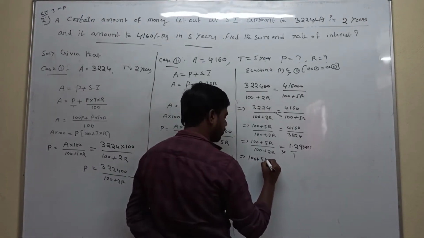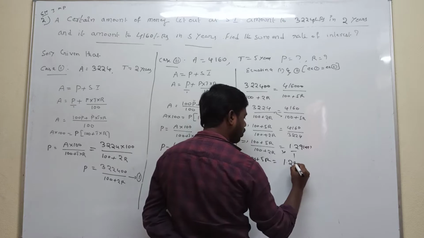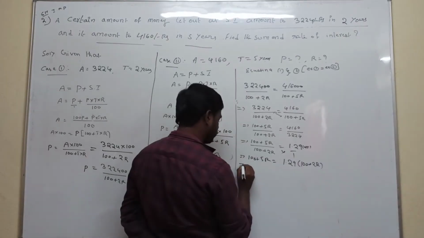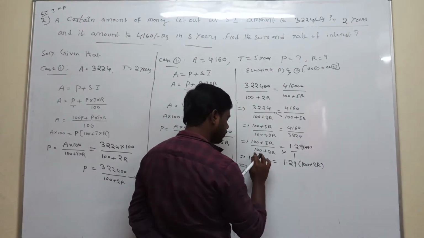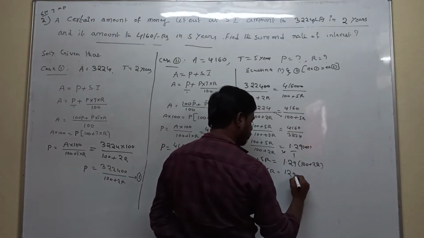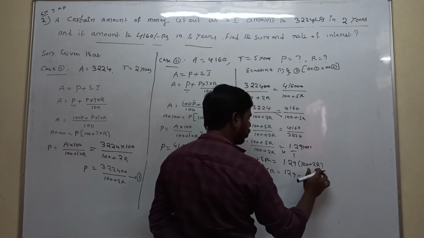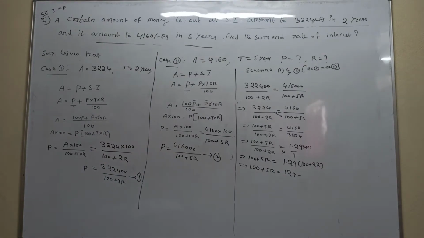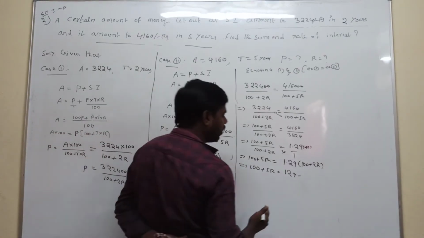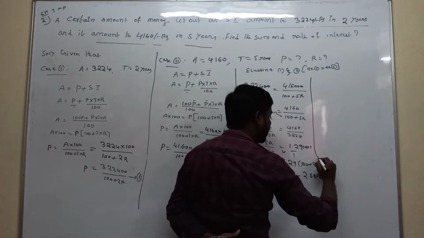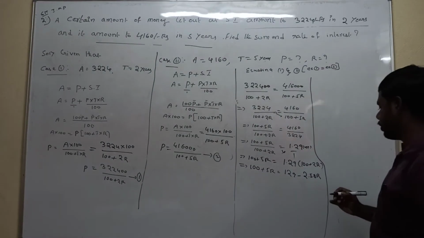100 plus 5r is equal to 1.29 into 100 plus 2r. Simplify this one. 100 plus 5r equals 1.29 into 100, which is 129, minus 1.29 into 2r. So what is the value we are getting? 1.29 into 2 is 2.58r. Now r will take one side and the constant value will take one side.